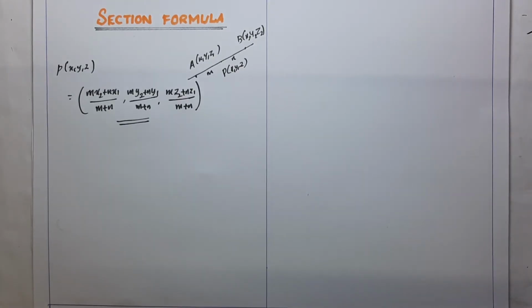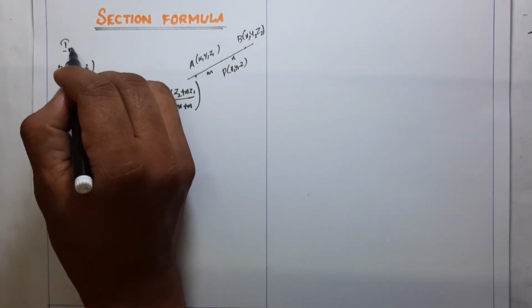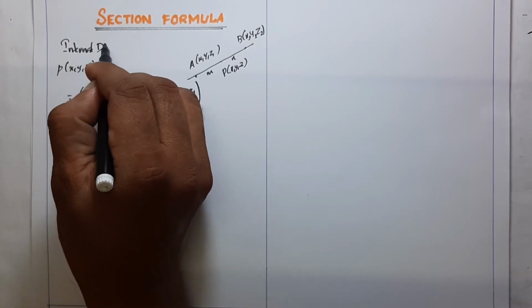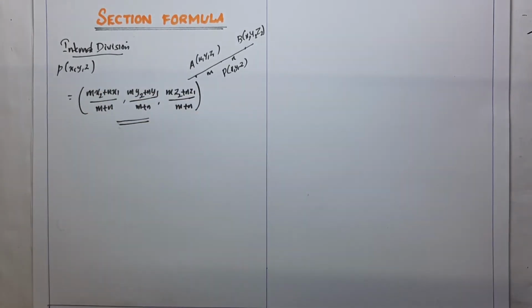This is called the section formula for internal division. Actually, P lies between A and B, that means P(x, y, z) lies inside AB. So it is called the section formula for internal division. If a point P(x, y, z) divides the line segment joining A(x1, y1, z1) and B(x2, y2, z2) in the ratio m:n, then P(x, y, z) = ((m x2 + n x1)/(m + n), (m y2 + n y1)/(m + n), (m z2 + n z1)/(m + n)).